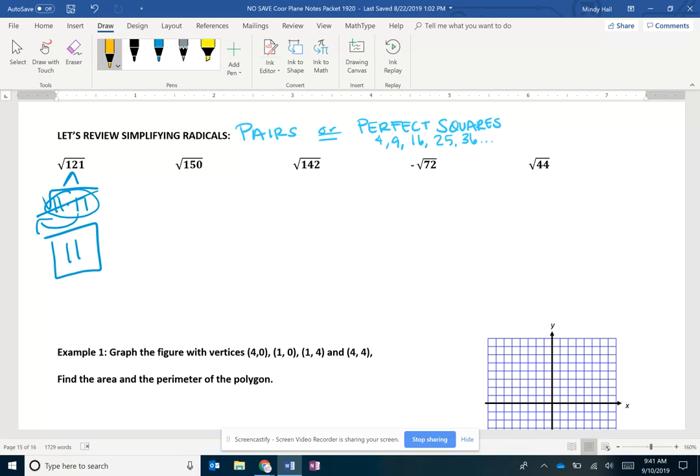So for 150, I would need to break down 150 as much as I can. I would start with, let's say, 15 times 10. 15 breaks into 3 times 5, and 10 breaks into 5 times 2. So I see that I have a pair. They get to move out, and when they move out, they are no longer needed on the inside, and we have 3 times 2 left on the inside. So then 3 times 2 is 6.